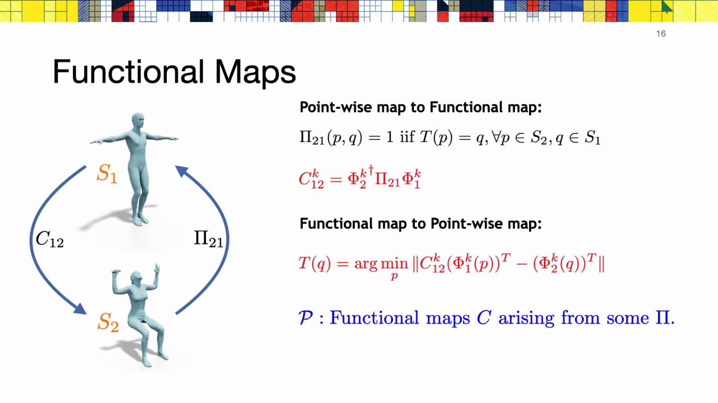We can convert pointwise maps to functional maps and vice versa. The former is done by definition. Indeed, the same pointwise map can be encoded by functional maps of different dimensions. It all depends on the choice of size k. On the other hand, since a functional map aligns the spectral embeddings of S1 and that of S2, we can recover the pointwise maps with nearest neighbor search in the embedded space. Finally, not all functional maps are induced by some pointwise map. In particular, we denote by P the set of all such functional maps.